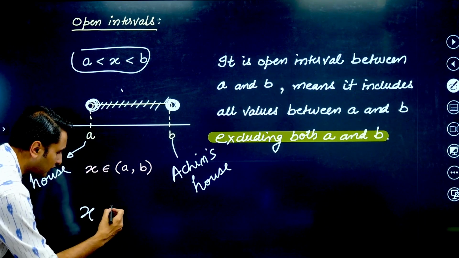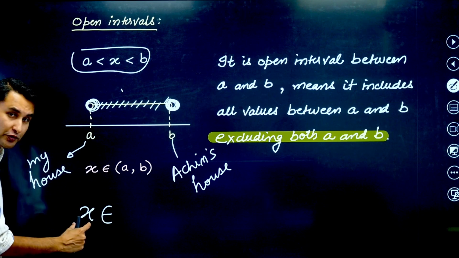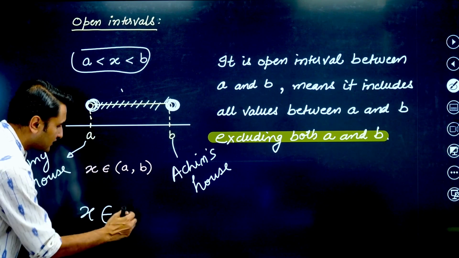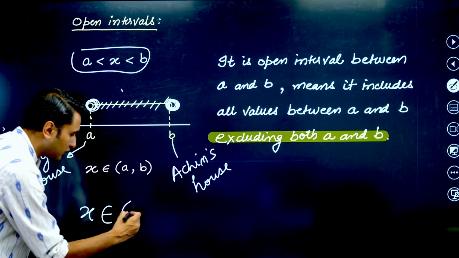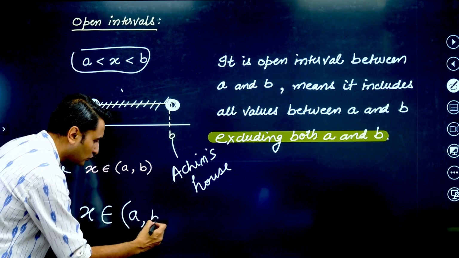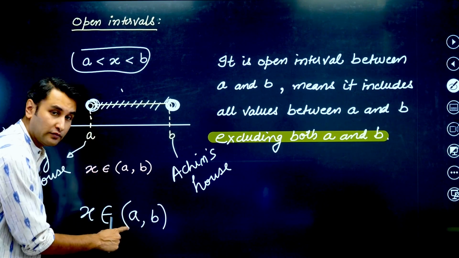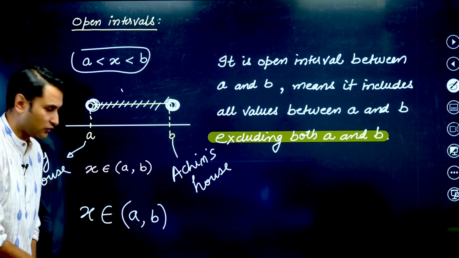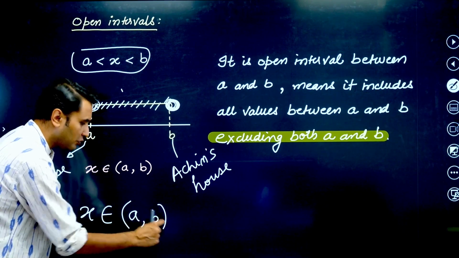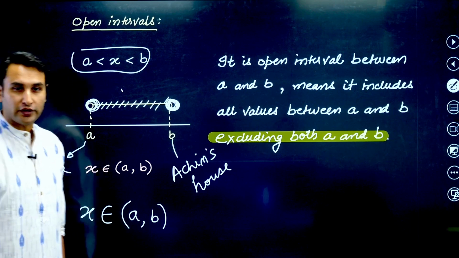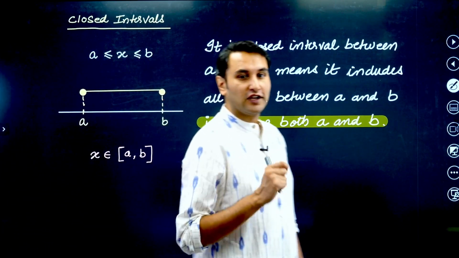X, read it with me, belongs to, the 20 rupee note belongs to somewhere on the road between my house and Achin's house, not including my house, not including Achin's house. Open bracket A, comma, B, open bracket. Got it?